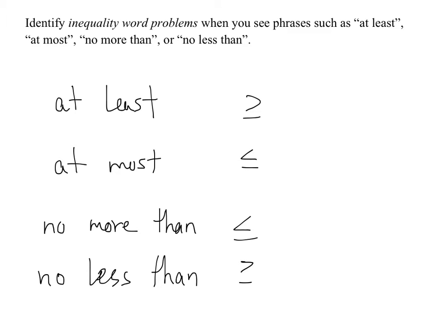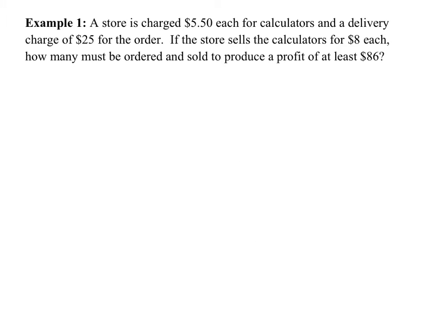So that's what those words mean when you see them in the context of a word problem. We're away from equals now, and now we're looking at inequalities. A store charged $5.50 each for calculators and a delivery charge of $25 for the whole order. If the store sells the calculators for $8 each, how many must be ordered and sold to produce a profit of at least $86? Assuming you're selling them all, right? No extra inventory. Give me a let statement.